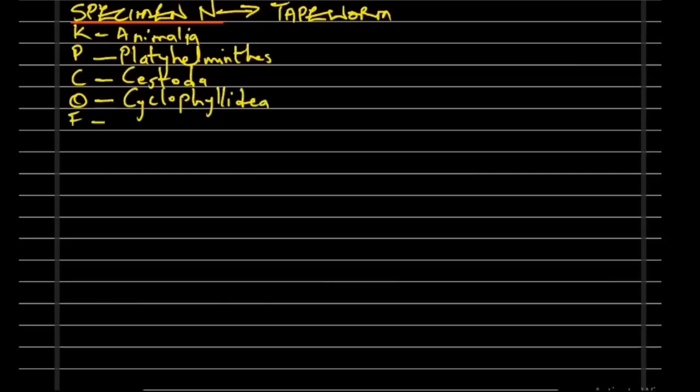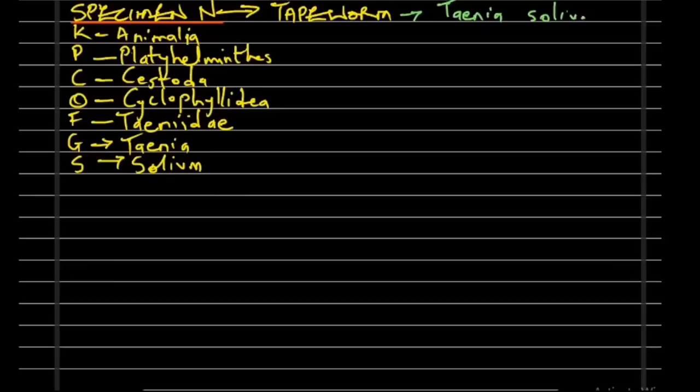And then the family is the Ctenidae. That's the family. And then we have the genus to be the Taenia. And then the species is the Solium. So when it is being written, its scientific name is Taenia solium. That is the scientific name for this particular specimen, the tapeworm, Taenia solium.